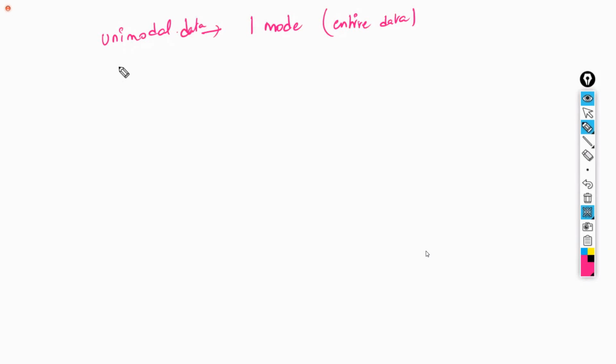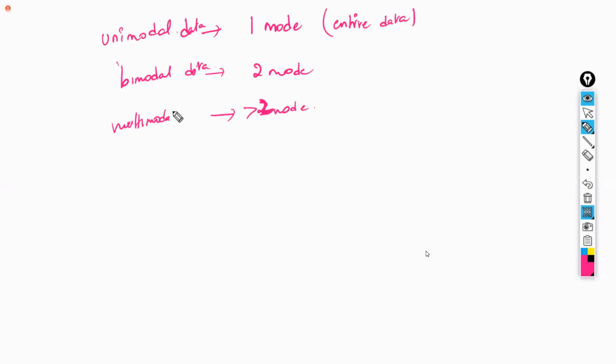If the data has 2 modes, if 2 modes are available in the data, then it is called bimodal data. If the data has 3 modes, or any number more than 2, it is called multimodal data.